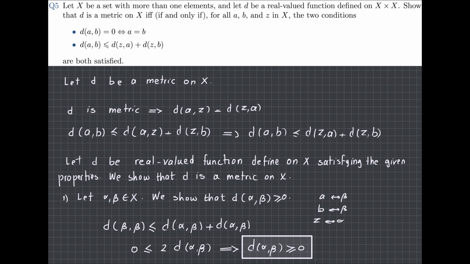The third thing that I want to do is to show that this D is a symmetric function. So let me go to the next page. Okay, so what we do, again, I would say let alpha and beta be in X. We show that D alpha and beta is equal to D beta and alpha, because I need to show that this D is indeed a symmetric function. In order to do this, I will use this inequality by two different replacements. So how?